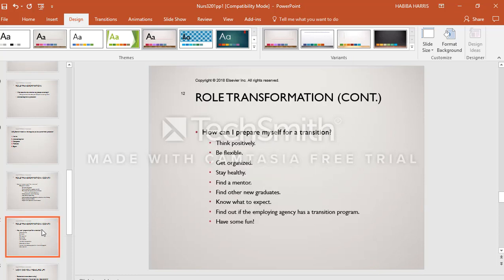How do you prepare for a transition? So I think it's really good to think positive, be flexible, get organized, find a mentor, someone you trust to ask questions, find new grads, people who are new in this area, who kind of know what to expect, and try to have some fun.